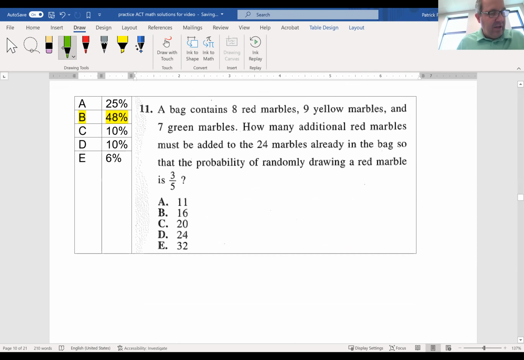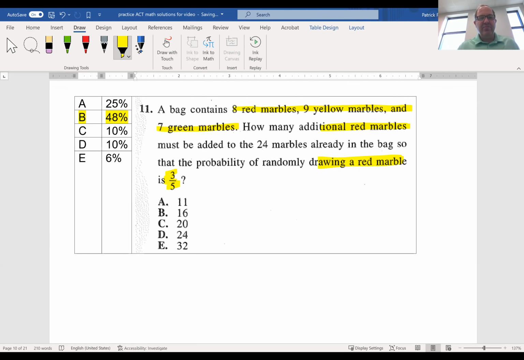Okay, question number 11. I think question 11 is a bit of a stinker. It's the first one that I think is truly, man, this is a rough one. But also, less than half of us got it right. A lot of people thought the answer was A. So they tell us how many marbles a bag has. And they want to know how many more red marbles do you need to add so the probability of drawing a red marble is 3/5.